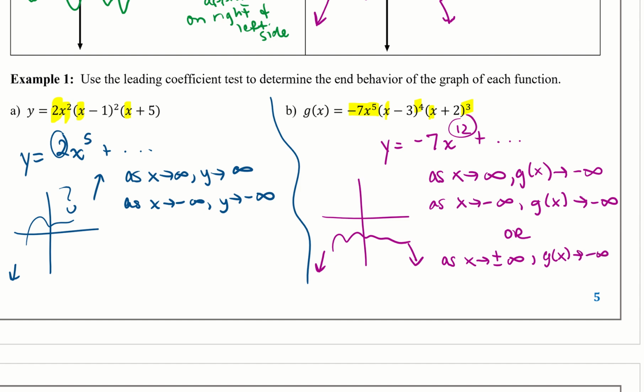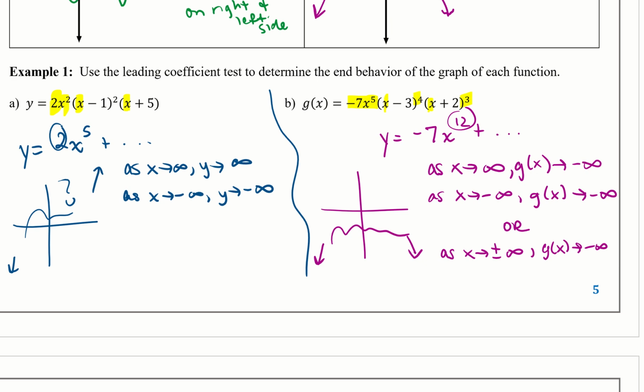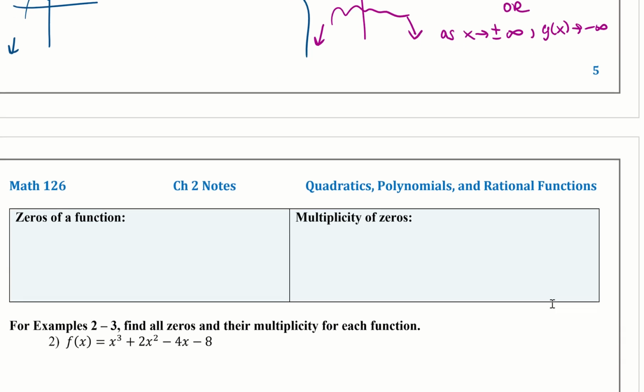So that's only allowed with that even highest degree, with an even degree. Otherwise, the behaviors will be different on the left and the right, and you cannot condense them like this.